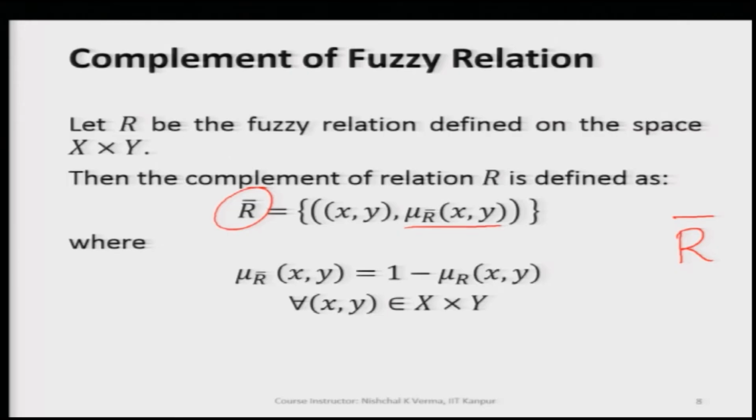So, how to find this membership value mu R bar of x, y? This is very easy. Here we take a very basic complement, otherwise you can take other complements also, like we have done in previous lectures. We are discussing only the basic complement here, which is 1 minus mu R of x comma y. If we apply this, we will compute the mu R bar of x comma y. This way it is very easy to compute the complement of a fuzzy relation.